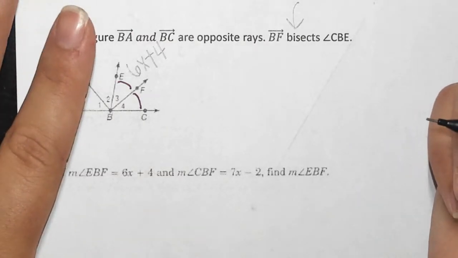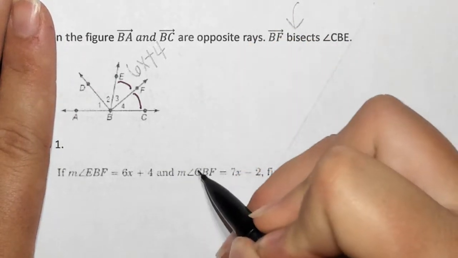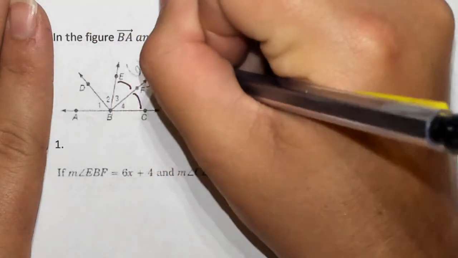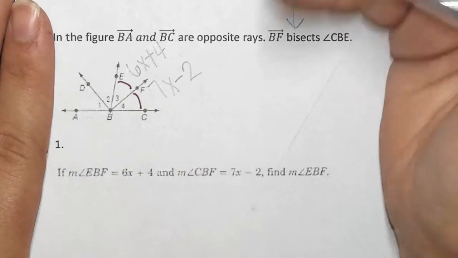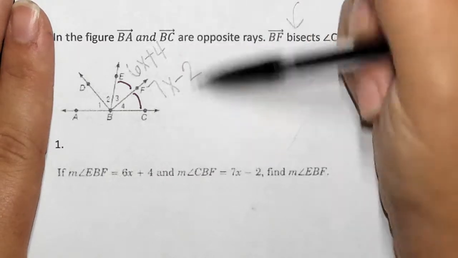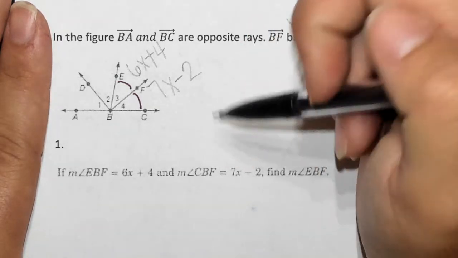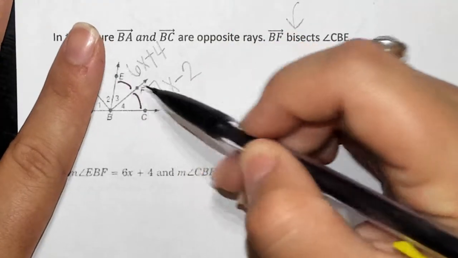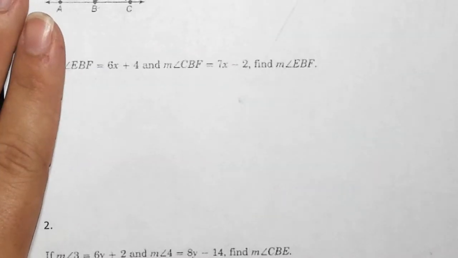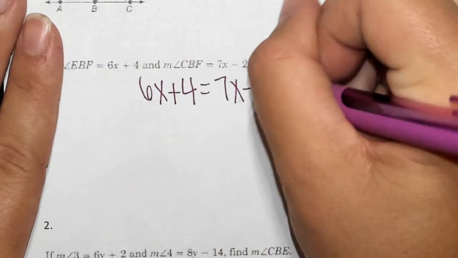Okay? Next one. C to B to F is 7x minus 2. Now, both of those are equal. They're the same. So how do I solve for x? I just gave you 2 hints. They equal each other. They're both equal. So to solve for x, set them equal to each other. So you have 6x plus 4 is equal to 7x minus 2.